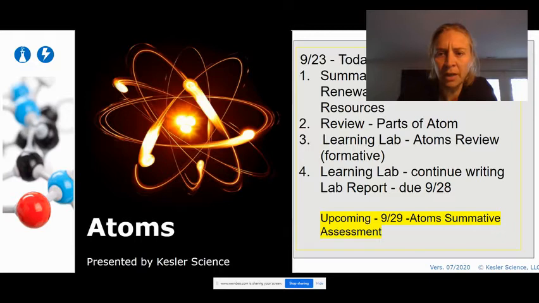And then during our learning lab time, you will work on an atoms review activity, and that is a formative assignment to be turned in for Monday. If you have time after you're done with your atoms review activity, you may continue working on your lab report that we started yesterday. That is due on Monday as well. And then letting you know that your test on this material will be on Tuesday, the 29th.